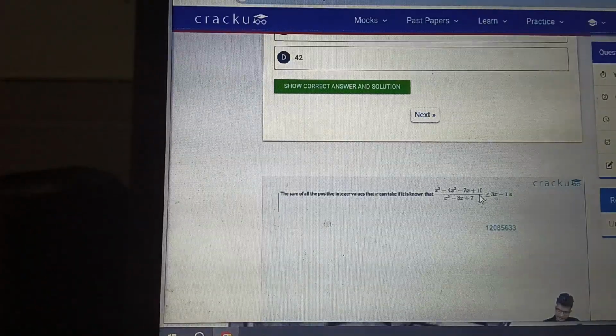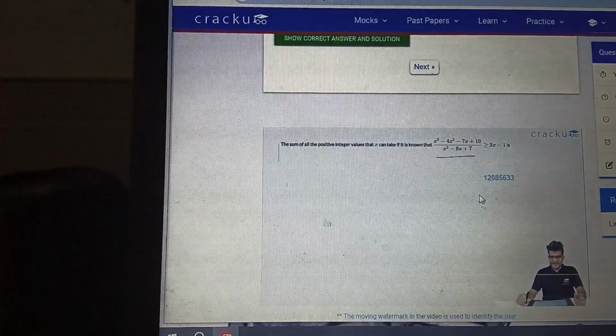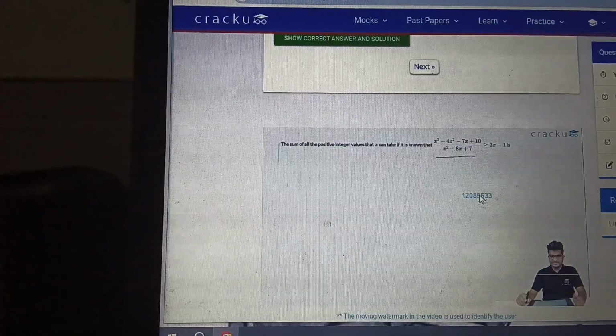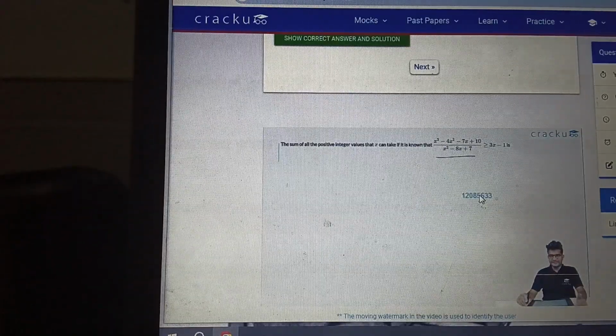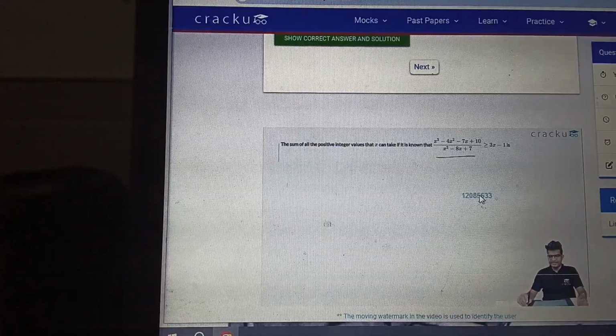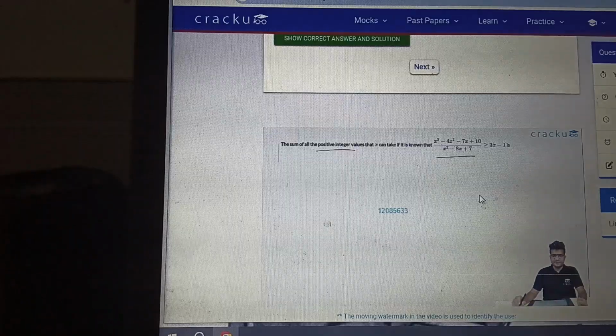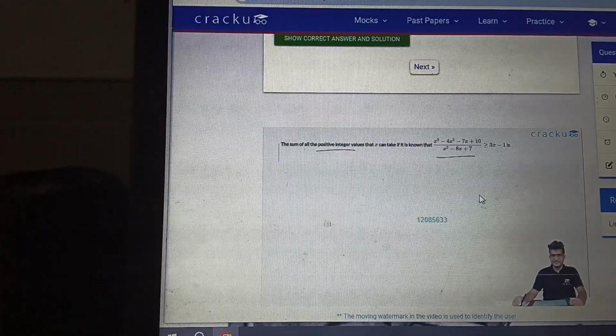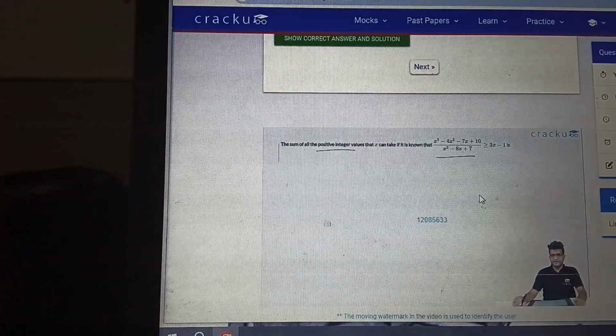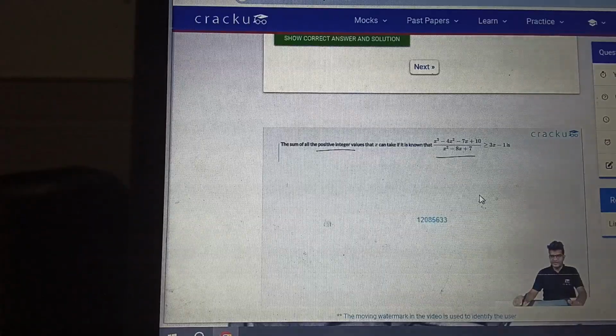In this question we are given an inequality. The inequality says that (x cube minus 4x square minus 7x plus 10) divided by (x square minus 8x plus 7) is greater than or equal to 3x minus 1, and we are asked to find all the positive integer values of x that satisfy this inequality.